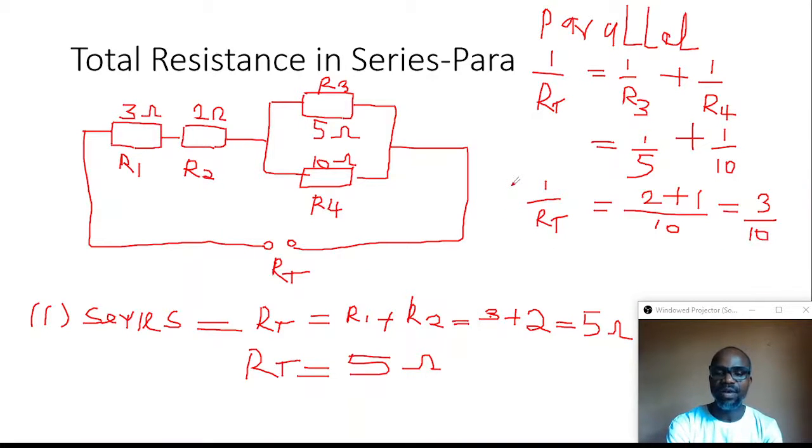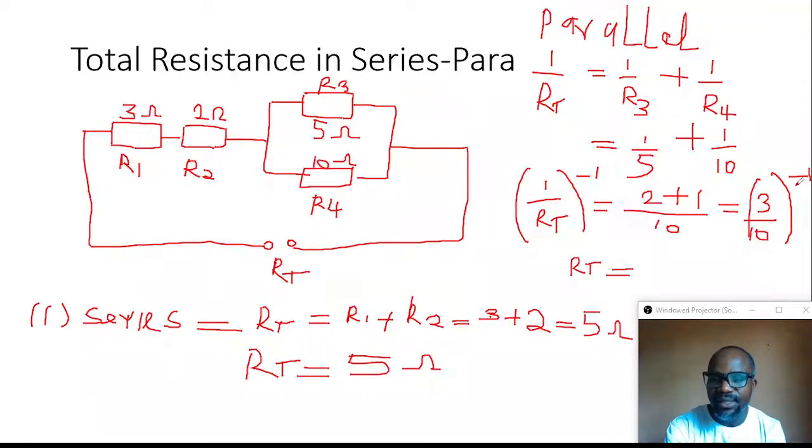But it doesn't end there. Remember we have an inverse here, right? We have 1 over RT equal to 3 over 10. It's very, very important. We need to pay attention to this now. To remove this inverse, we introduce an inverse on both sides. So this inverse is going to take care of the 1. We have RT is equal to, because of this inverse, we are going to invert this, and it becomes 10 over 3. Very good.